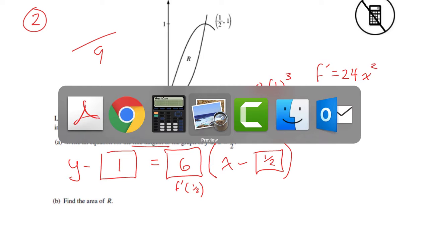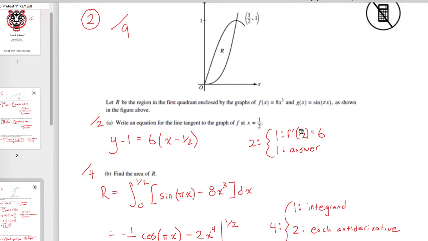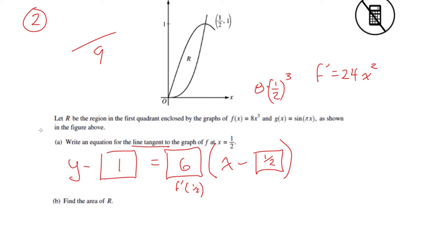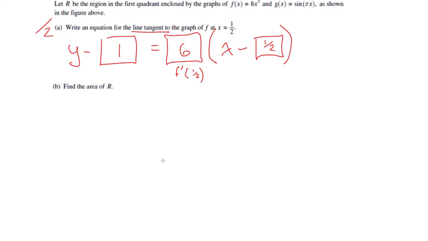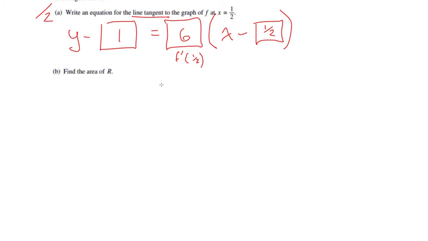How many points was this out of? It was out of 2. You got 1 point if you got 6 and 1 point for the answer. If you got 6, that was 1 point. If you got the entire equation, that was the other point. I graded a little bit too easy. I kind of gave you a point because you set up the equation. On the AP test, you won't get a point there.